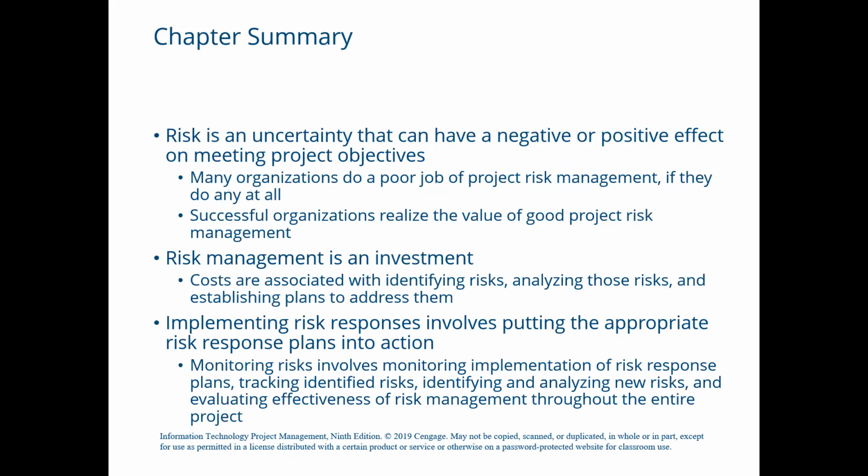So we are done with the chapter, and this is the chapter summary. Risk is an uncertainty that can have a negative or positive effect on meeting project objectives. Many organizations do a poor job of project risk management, if they do any at all. Successful organizations realize the value of good project risk management, and risk management is an investment, with costs associated with identifying risks, analyzing those risks, and establishing the plans to address them.